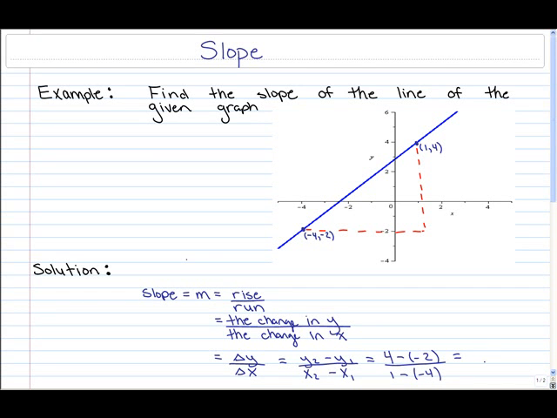Now this would work out to a numerator of 4 plus 2, which gives us 6, and a denominator of 1 plus 4, which gives us 5. So our slope here would just simply be 6 over 5.